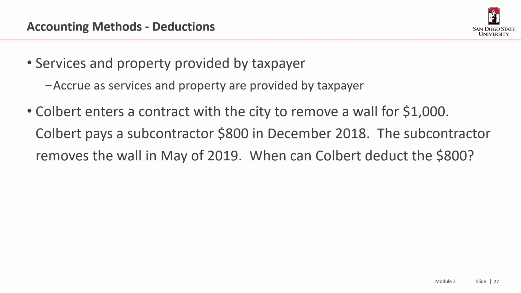So Colbert enters into a contract with the city to remove a wall for $1,000. Colbert decides that he doesn't have time to do the work, so he's going to pay a subcontractor $800 in December of 2018, right? So he's got to prepay the subcontractor, and then the subcontractor goes in and removes the wall in 2019. When can Colbert deduct the $800? Well, think of it this way. If they were allowed to deduct it when it was paid, right, then that wouldn't be right because none of the work has been done. So the rule says, no, they're not allowed to deduct it until the subcontractor provides the services in May of 2019.